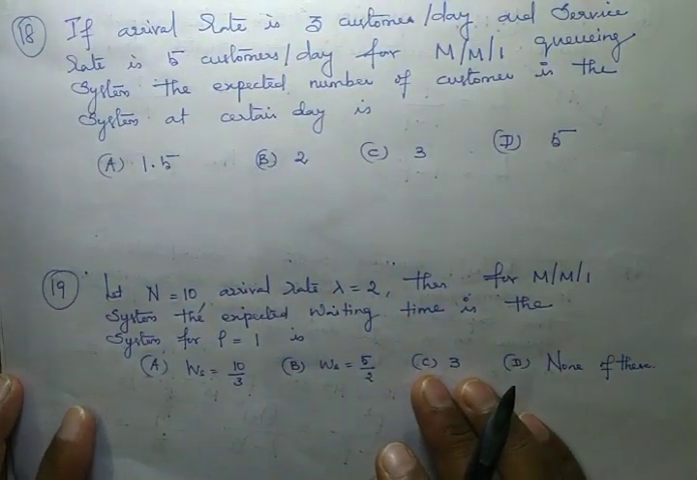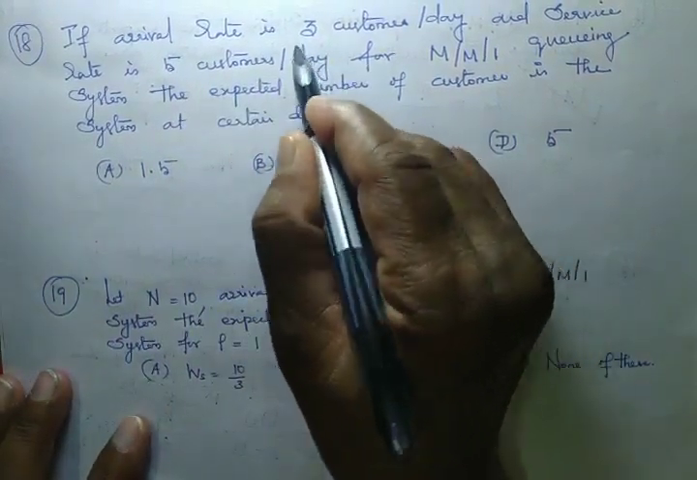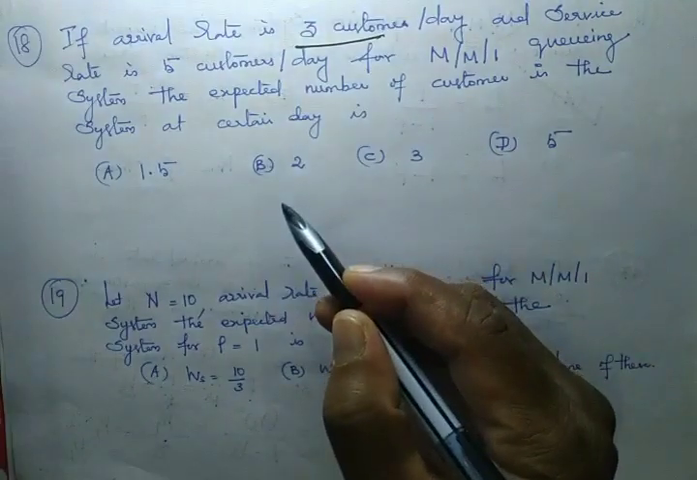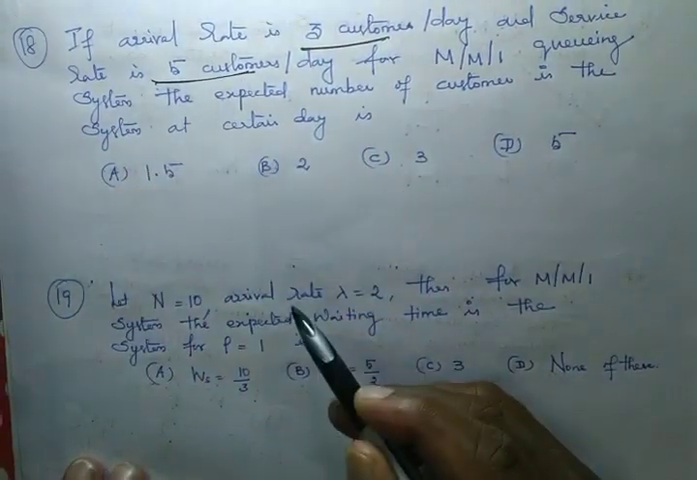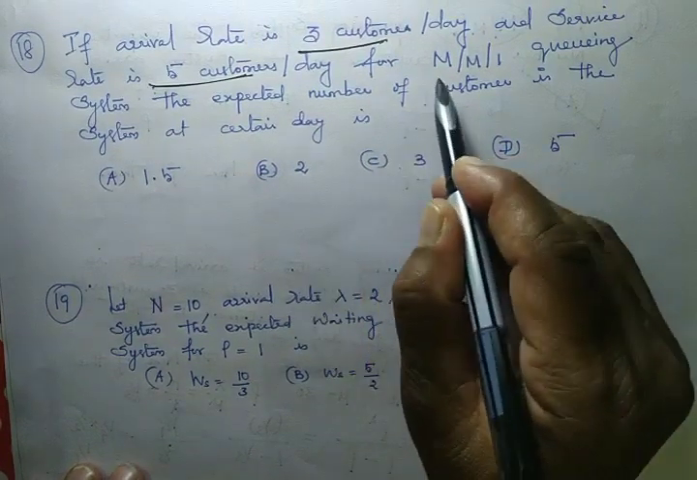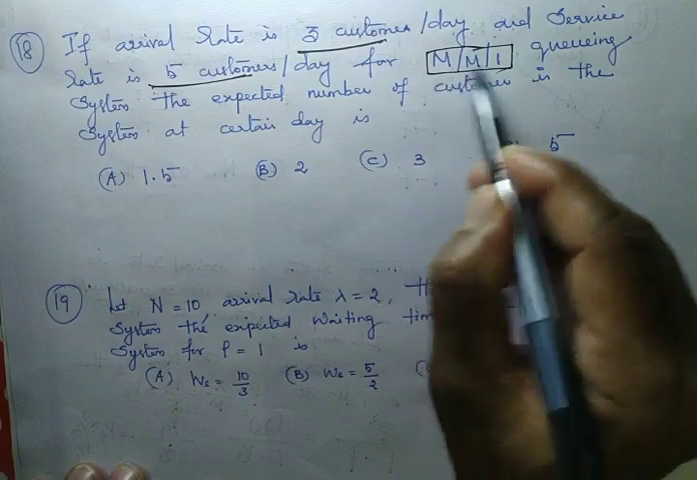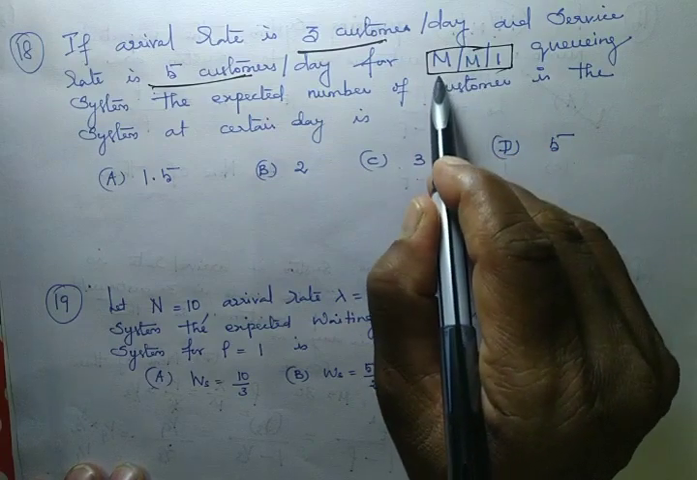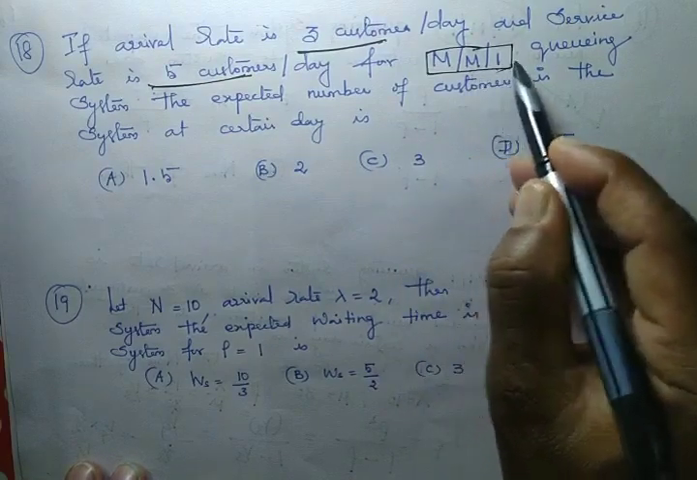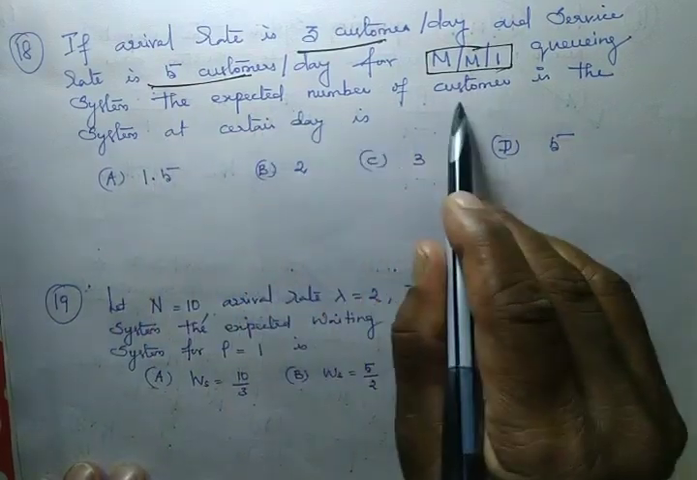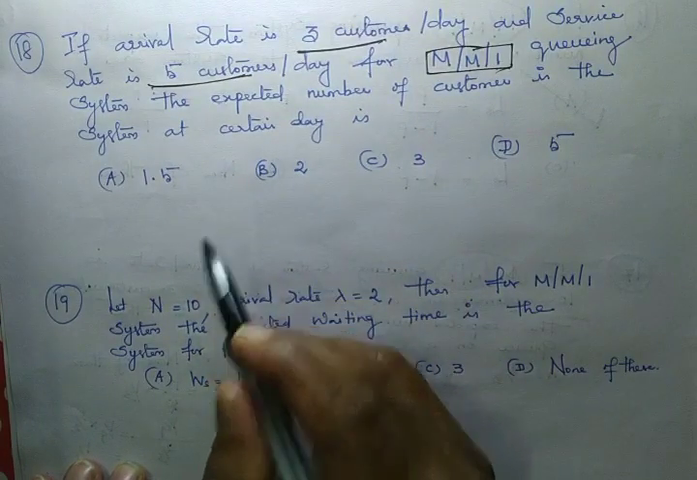The next one. The arrival rate is 3 customers per day, lambda. And the service rate is 5 customers per day, mu. I am always concentrating on the single server, because the repeated questions are for the single server, Markovian model of both arrival and service, in a single server queuing system. The expected number of customers in the system on a certain day, LS.